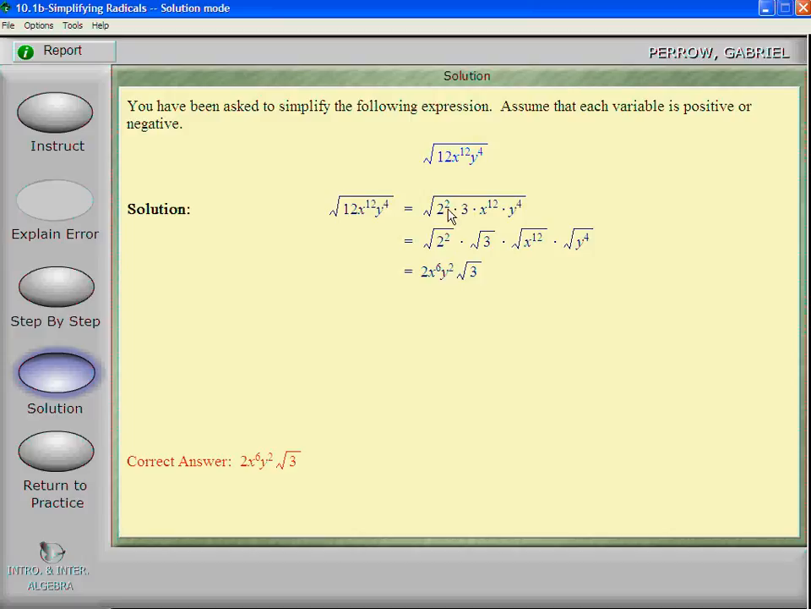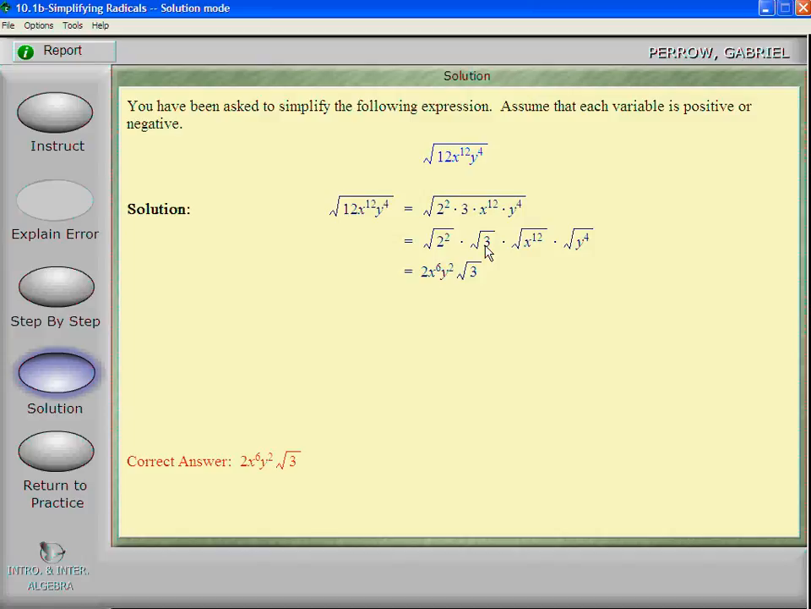2 was a repeated factor. And then they had x to the 12th, y to the 4th already. And they say just take each type that you have there and square root each of those individual pieces. So square rooting factors individually is the same as square rooting the whole thing. And then you look at each piece and you say, okay, can I square root anything that I have there? So 2 squared square rooted just gives you 2.